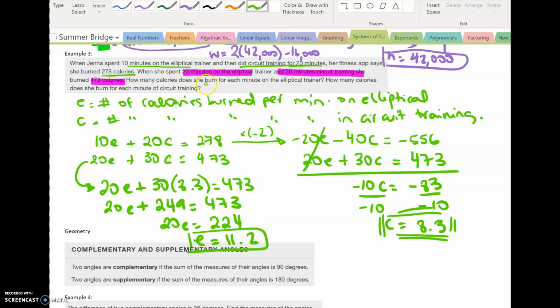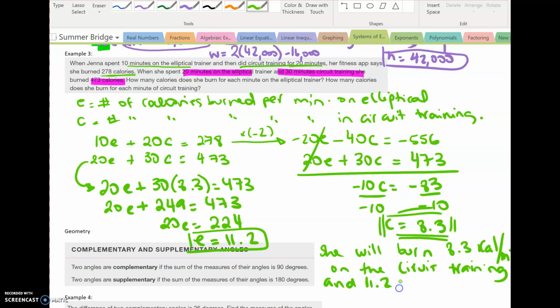Now, to answer the question, how many does she burn for each minute on the elliptical trainer? How many does she burn in each minute of the circuit training? So I already checked these, so we can just answer she will burn 8.3 calories per minute on the circuit training and 11.2 calories per minute on the elliptical. We just answered that question.